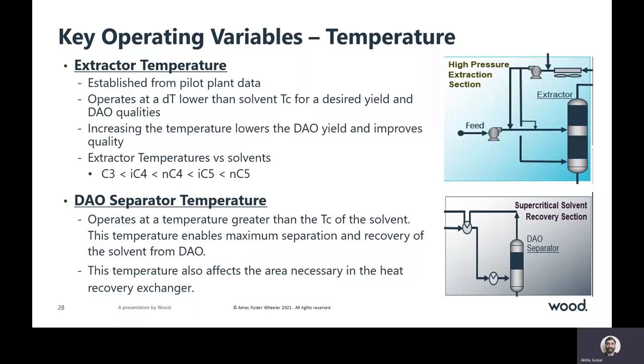Now, DO separator temperature. This is more of an economic and design limitation, which we investigate in the recovery exchanger that comes before the DO separator. The recovery exchanger that is shown here, where the DO separator overheads are essentially used to preheat the DO separator feed, is a very critical exchanger. So we use additional criteria to essentially ensure the surface area that is required will provide the lower energy cost in this unit.